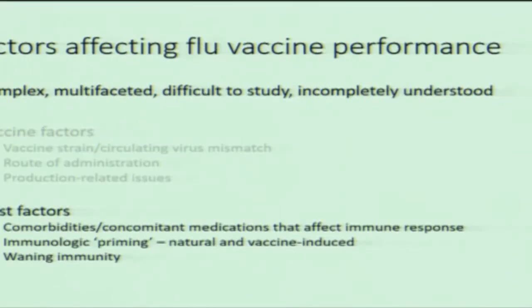So there are also a variety of host factors that contribute to suboptimal influenza vaccine effectiveness. I'm going to talk about just a couple of them right now. These include comorbidities or concomitant medications that affect immune response, as well as this kind of emerging concept of immunologic priming, meaning your history of influenza infection or influenza vaccination could have an impact on your long-term responses to future influenza vaccines.